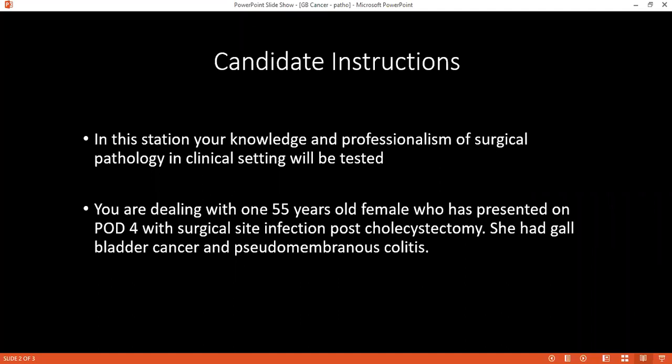If colonoscopy is done, what kind of colonoscopic picture do you expect to see? There will be yellow colored pseudomembranes with eruptions. Exudates of white color with inflammatory debris, WBC also. Can you tell me the pathogenesis of pseudomembranous colitis?